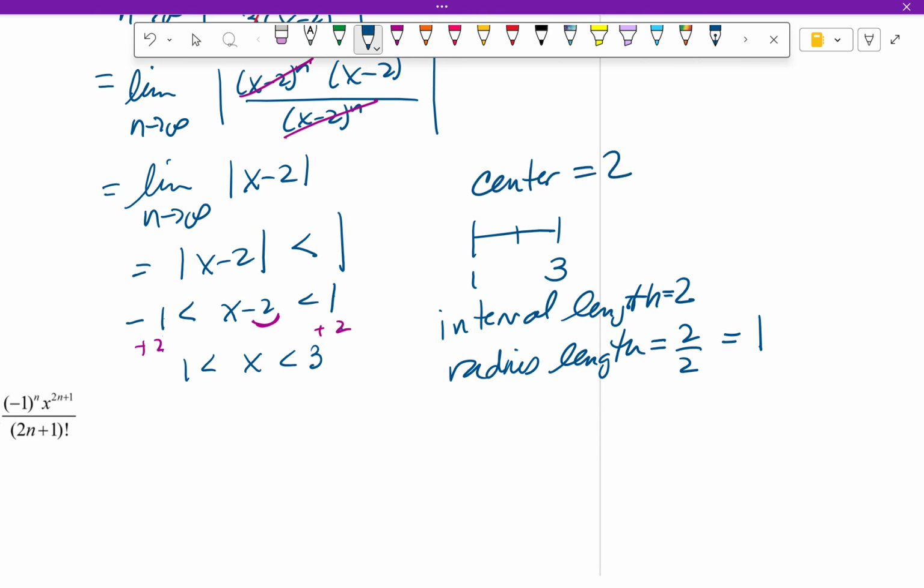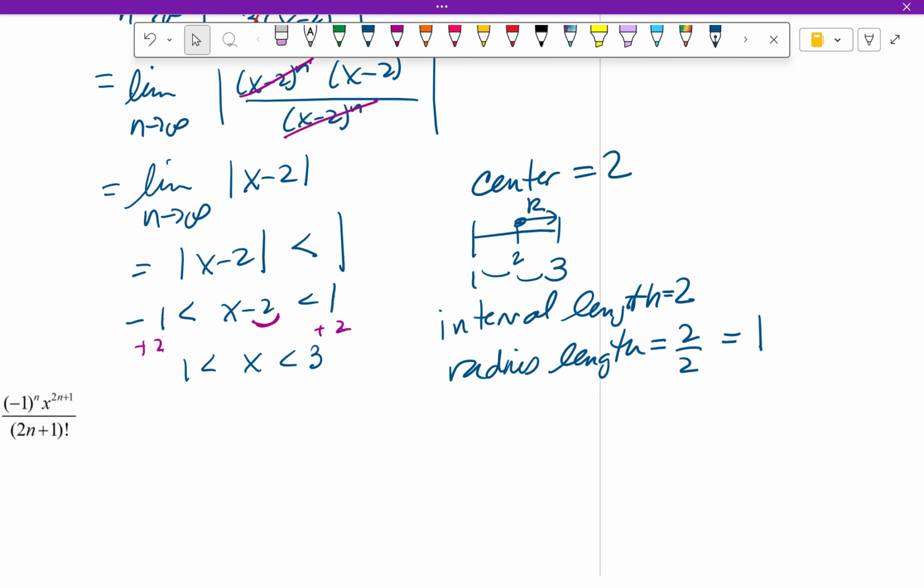Why did you divide over 2 though? Because I knew my center was 2, right? My whole length of the interval was 2, right? And I needed half of it to get the radius, because I'm talking about from here to here is the radius value. Okay, so I had to cut it in half. So basically just divide the interval length by 2, that gives you the radius. Okay? Good, we have time for one more.